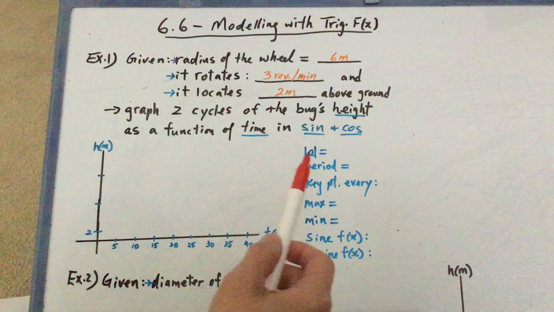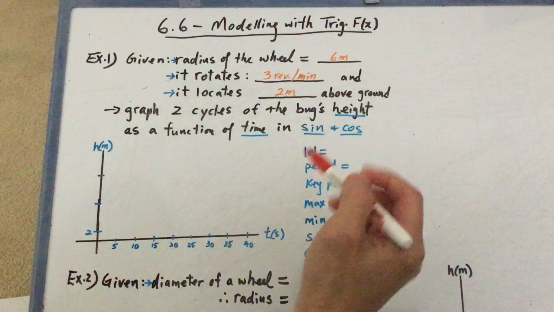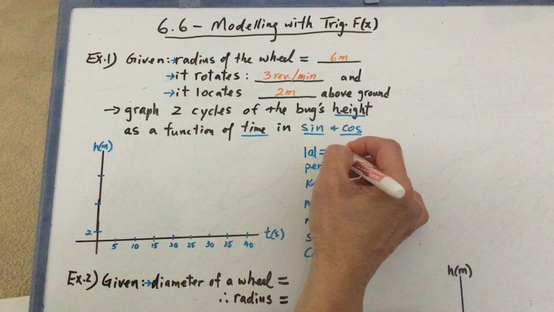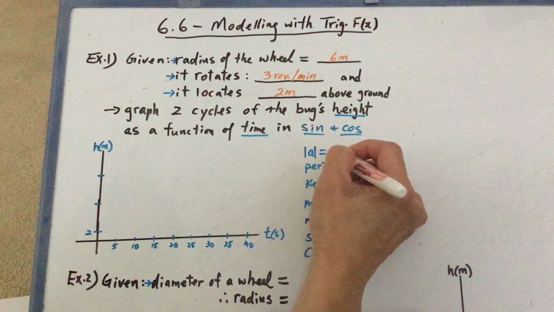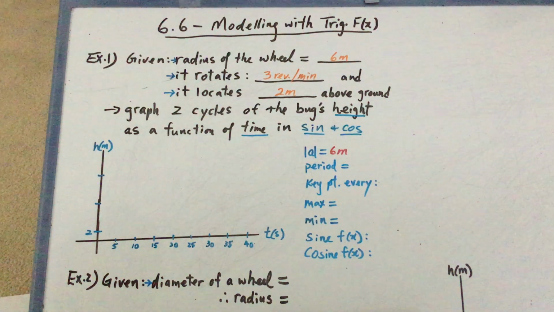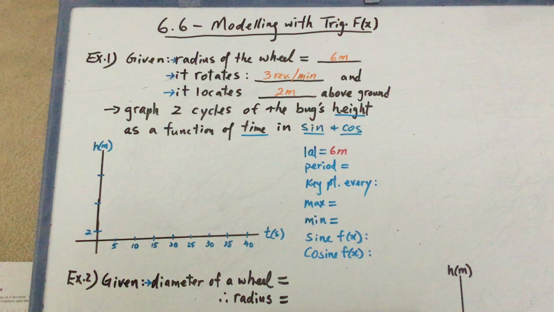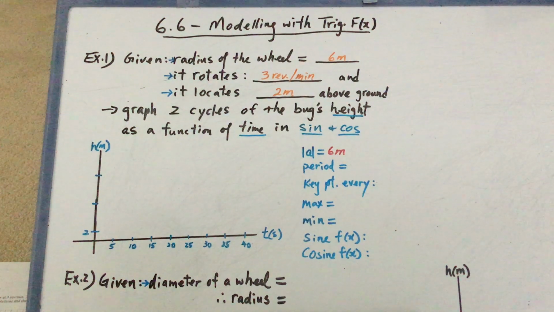And with the given information, since we know that the radius of the wheel is 6 m, then the amplitude, okay, if we're going to model this with trig functions, whether it's sine or cosine, we know that the amplitude doesn't change. The amplitude really represents the radius of these circular objects.